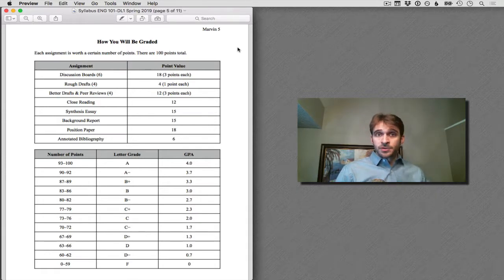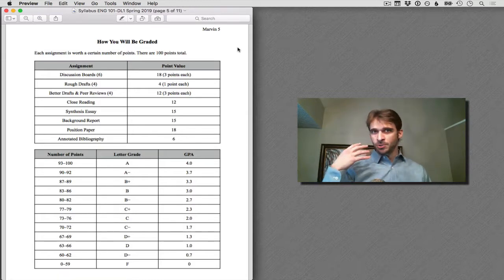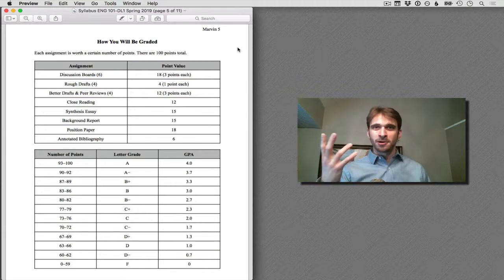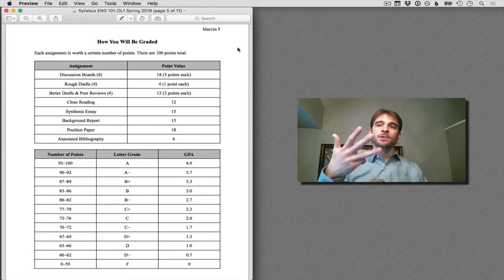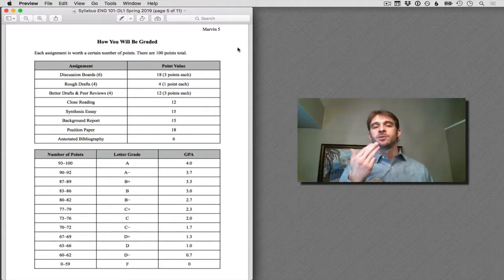Next is rough drafts, right? So again, this is the first part of our writing process for each major paper that we write. Again, because your rough draft can be as poor as it needs to be to help you figure out what your paper is about, these are only worth 1 point. Each major paper, close reading, synthesis, background report, and position paper, will have a rough draft, so that's 1 point each.